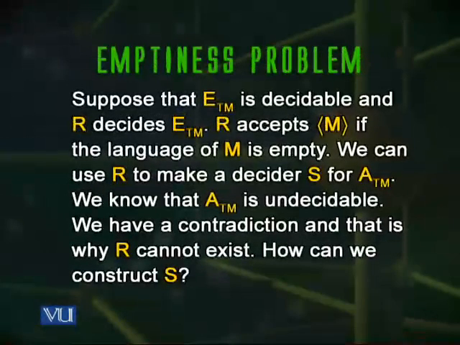Suppose the emptiness problem is decidable, then there is a decider R such that R on input the description of M will accept if the language of M is empty, and it will reject if the language of M is non-empty. How can we use R to construct a decider S for ATM? Can we use a decider which tells us whether the language of a given Turing machine is empty or not to solve ATM, to come up with the decider S for ATM?